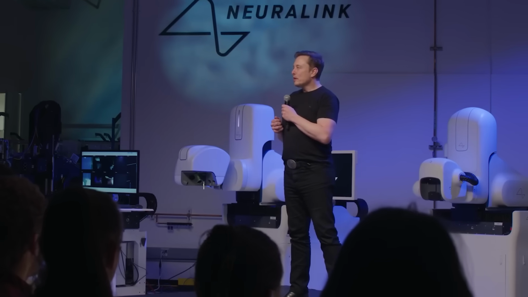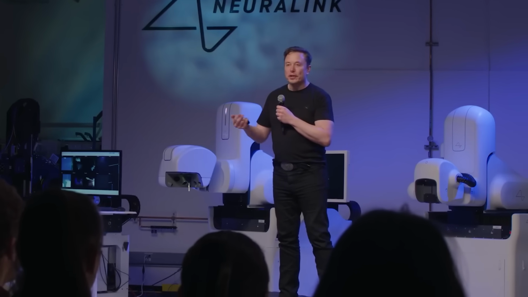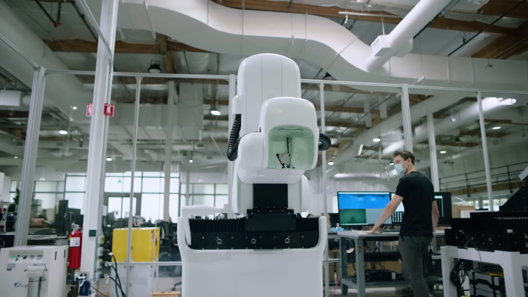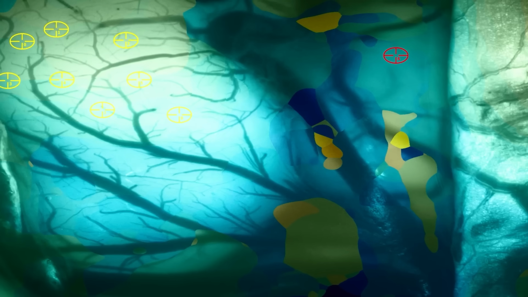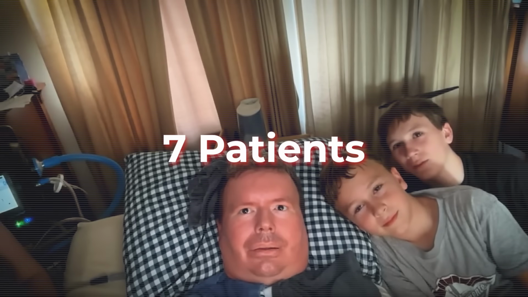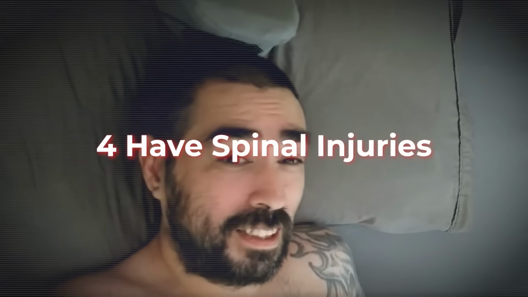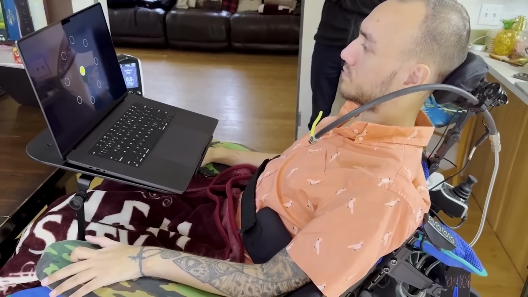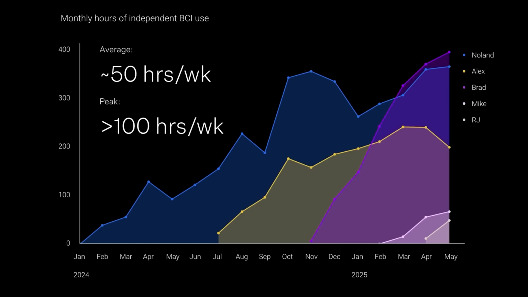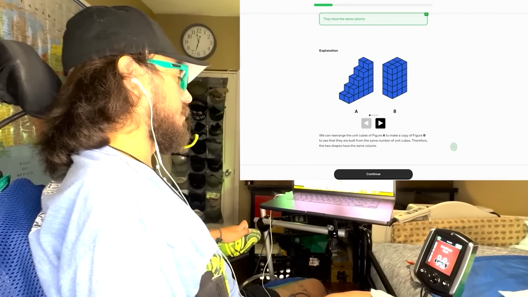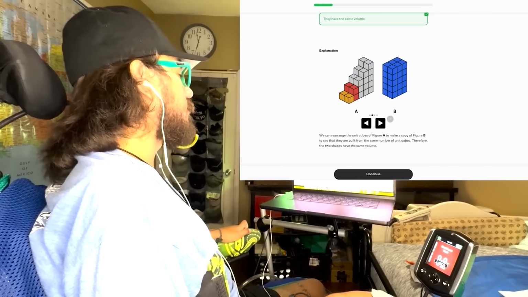The company's latest update was broadcast from inside their surgical robot workshop. These are machines that have spent the past year implanting computer chips into real human brains. Neuralink now has 7 human patients living with the implant, 4 with spinal cord injuries, 3 with ALS. All of them are using the Link device independently from home. Some are logging more than 100 hours a week, with an average usage of about 50 hours. These aren't test sessions, they are real-world hours, and they are scaling fast.